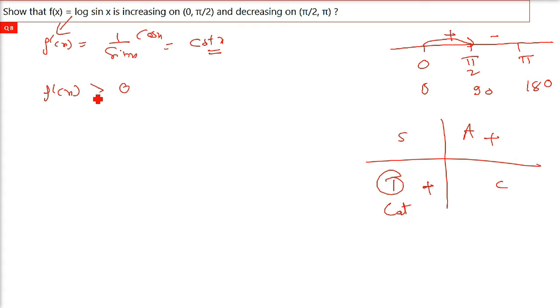So f dash x greater than 0 is for increasing. So cot x should be greater than 0. That is, we can call it tan x greater than 0, right? Because cot and tan are just reciprocals. So tan 0 is 0, you already know that.